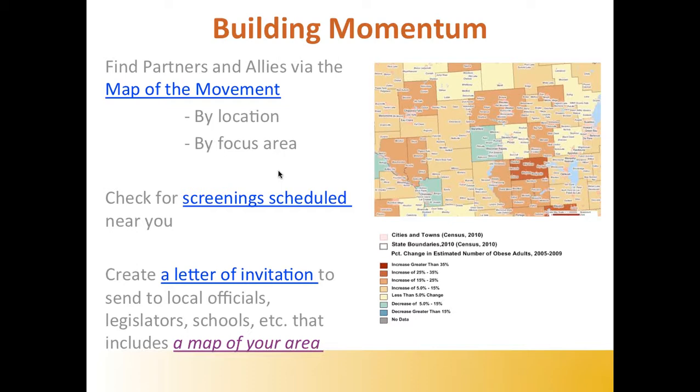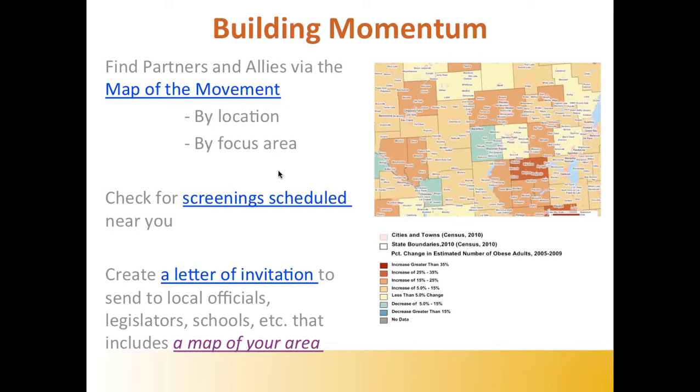But before I do, I wanted to look at this slide to set up what I'm going to do. One thing that you can utilize the Commons for with regard to your screening is to find partners and allies via the map of the movement. I'll show you how you can find place-based initiatives going on by different locations, as well as focus areas and strategies.